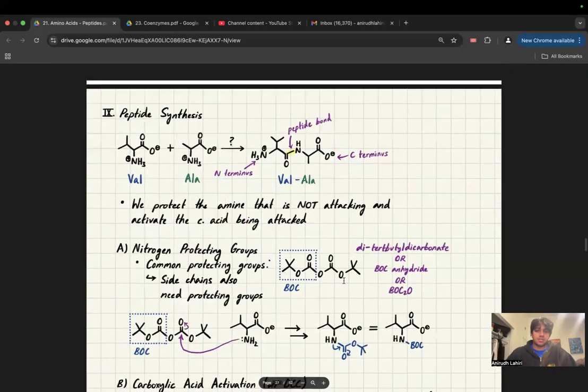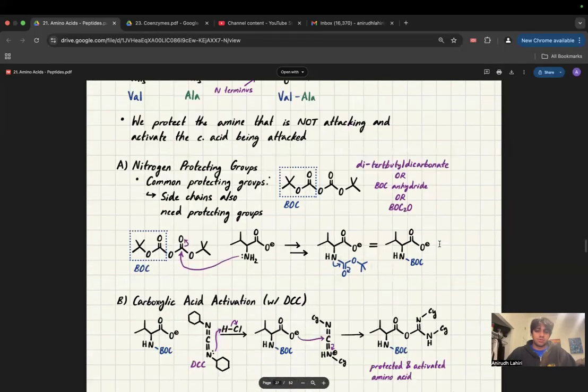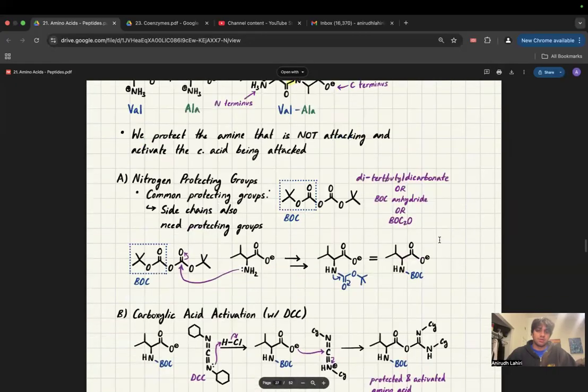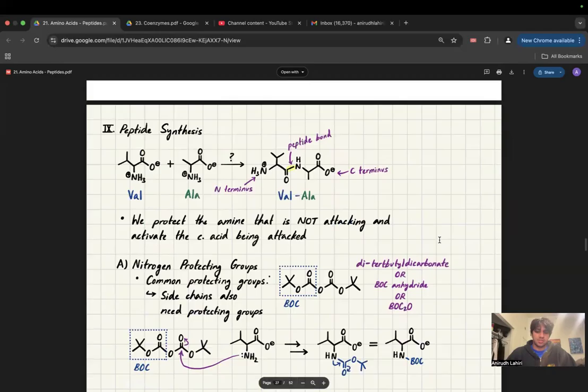Okay, peptide synthesis. There's a lot of stuff going on with peptide synthesis, okay? First we're going to talk about peptide synthesis using a non-automated method, and then we're going to talk about the automated solid-phase method, the Merrifield synthesis method, okay? It's pretty good to have a good understanding of both of these, all right? So let's get started, right?